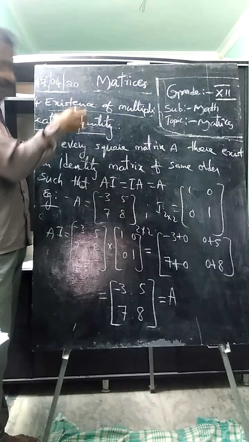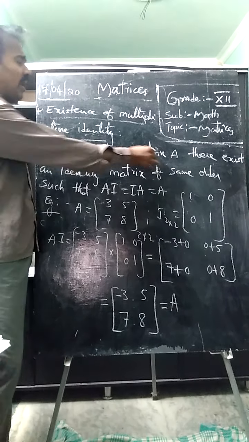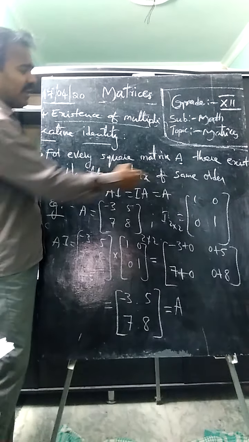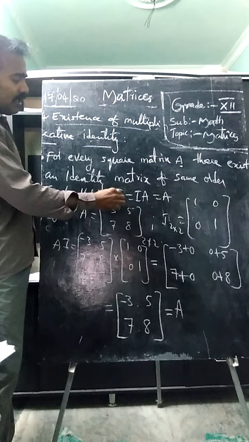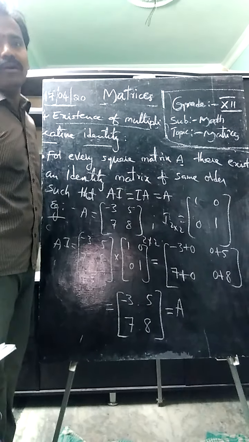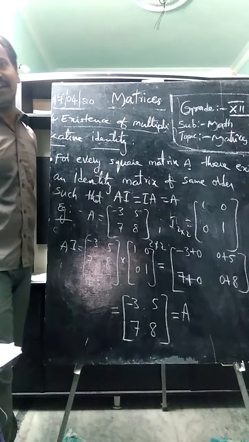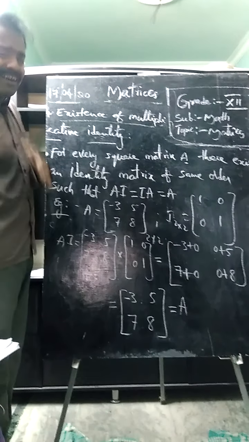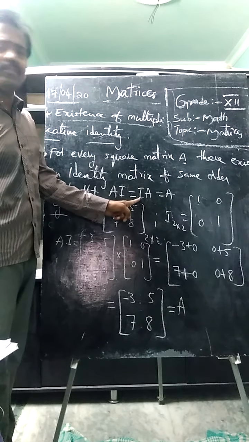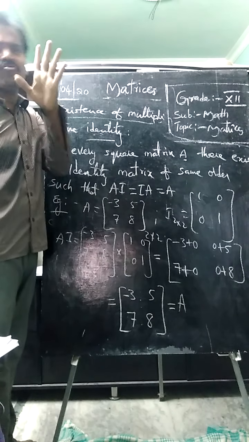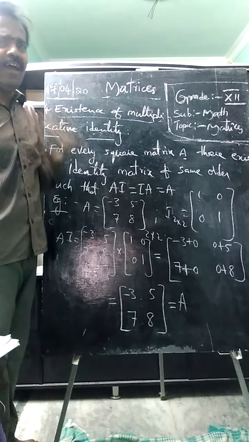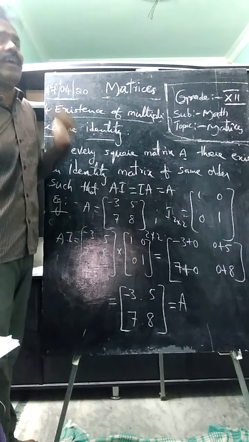In a similar manner here also, for every square matrix A, there exists an identity matrix of the same order such that AI equals IA equals A. You may doubt why not for a rectangular matrix? Because the identity matrix should always be a square matrix, since it is nothing but a scalar matrix. A scalar matrix is never rectangular.